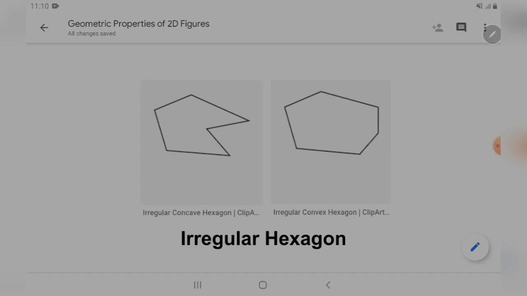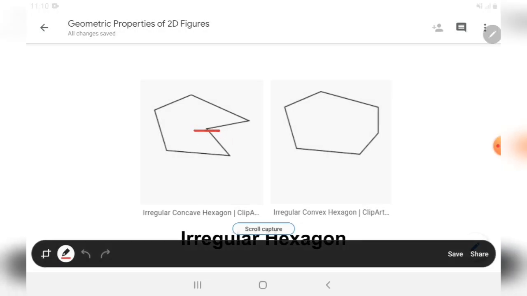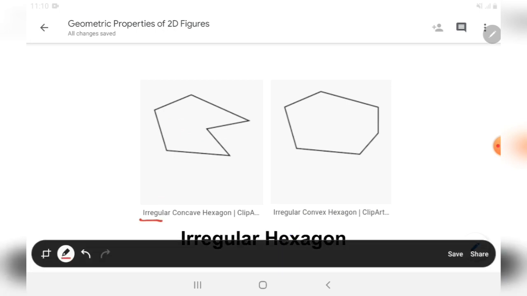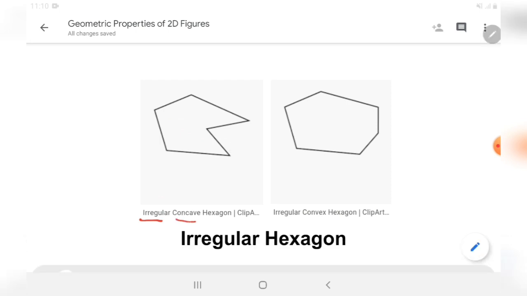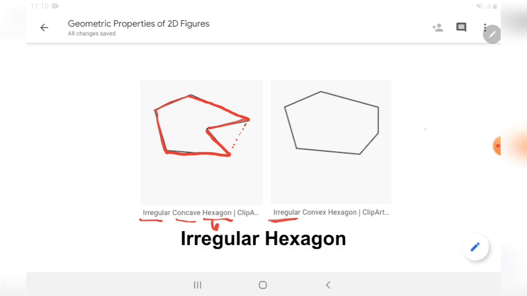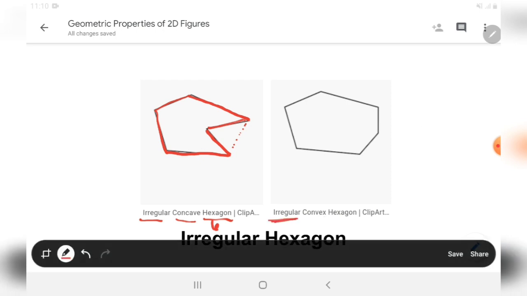Next, in the first figure, this is irregular. Why irregular? Because the sides and the angles are not equal. And this is concave because we can draw a diagonal outside. And this is a hexagon because there are 1, 2, 3, 4, 5, 6 sides. And here, this is irregular convex.